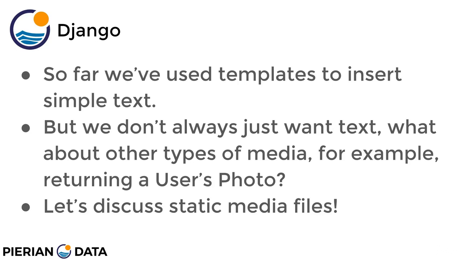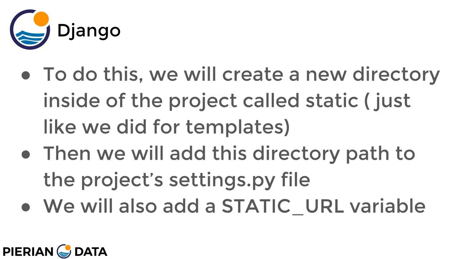We're not yet at the point where we can connect to a database, grab a user's photo, and then insert it. But we are at a point where we can just grab a static media file and serve it to whoever happens to visit the page. To do this, we're going to create a new directory inside of the project called static, just like we did for templates. Then, we're going to add this directory path to the project settings.py file. Then we will also add a static URL variable. Very similar process to what we did with templates.